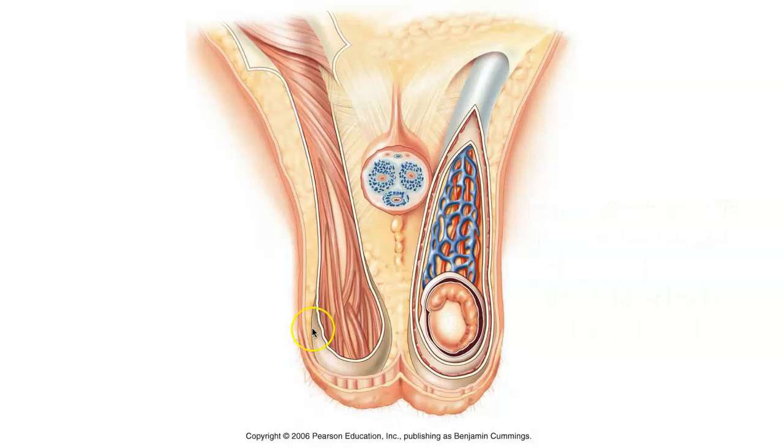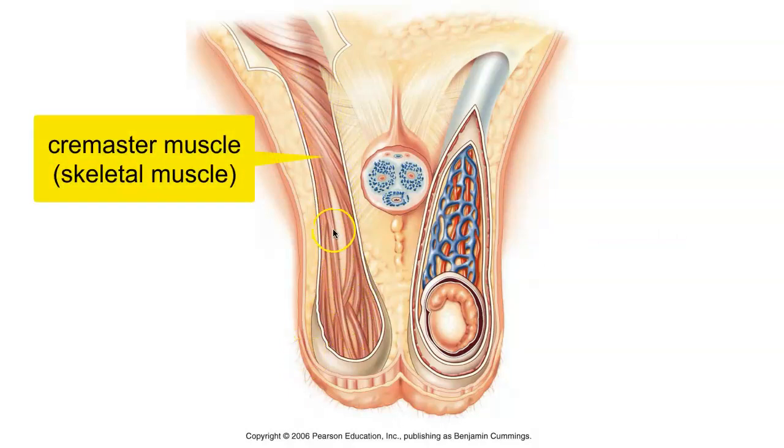So two muscles that are associated with the scrotum are the cremaster muscle. You can see these bands of skeletal muscle that attach the scrotum to the pelvic cavity. Contraction of the cremaster muscle will work to elevate the testes. Relaxation of the cremaster muscle can let the testes fall further from the body.